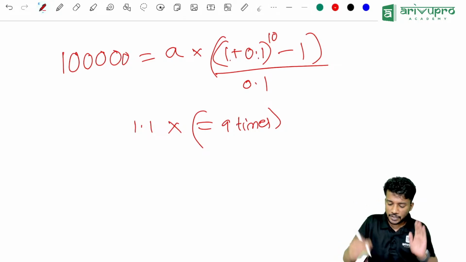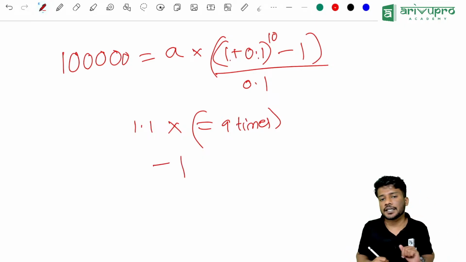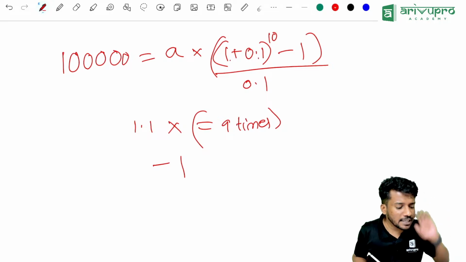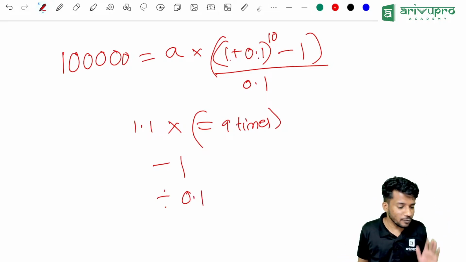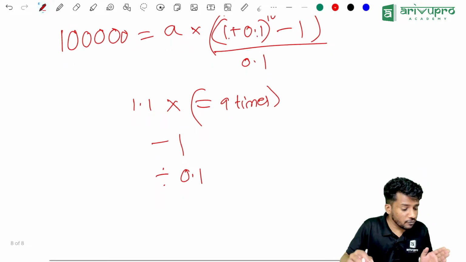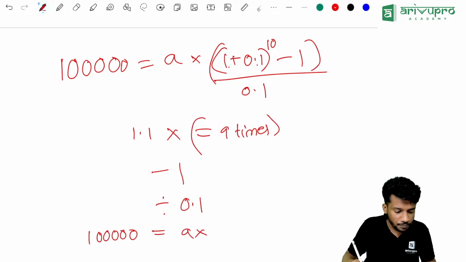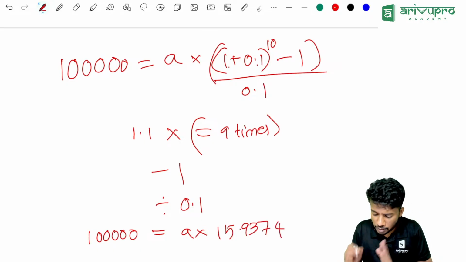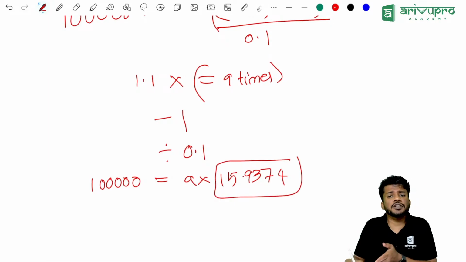You type that up. From that, reduce 1. That means minus 1 you are taking in the calculator. Then divide the entire thing with, what is the denominator? 0.1. You are dividing it with 0.1. Now you got some value like 15.93, correct? That means 1 lakh is equal to A into 15.9374, the value you are using, correct? This is the method.